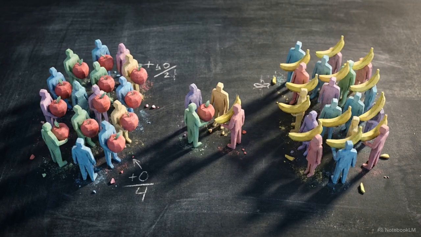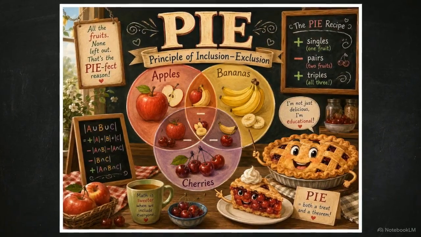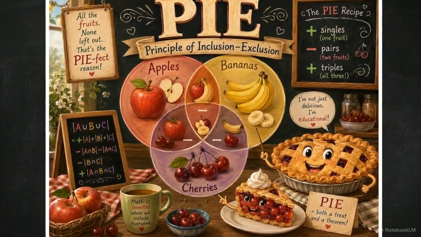This is a counting method designed for fairness. For 2 overlapping groups, the rule is straightforward. Include the single groups, then exclude the pair. Introducing a third option, like cherries, makes finding the total without overcounting challenging.